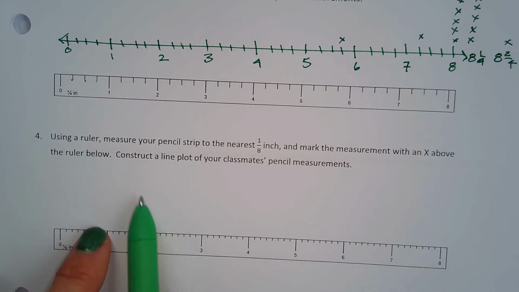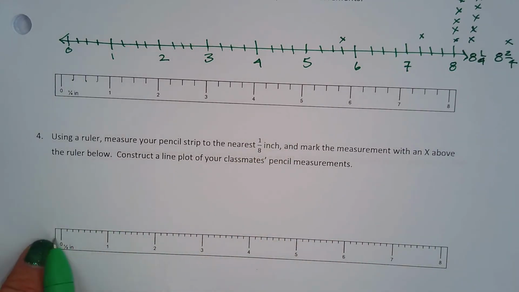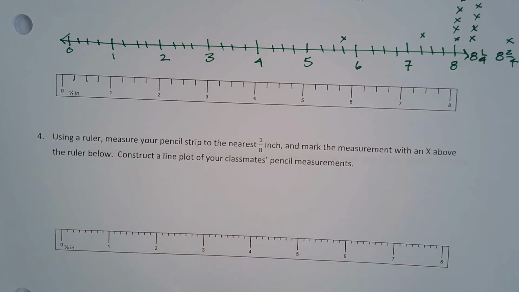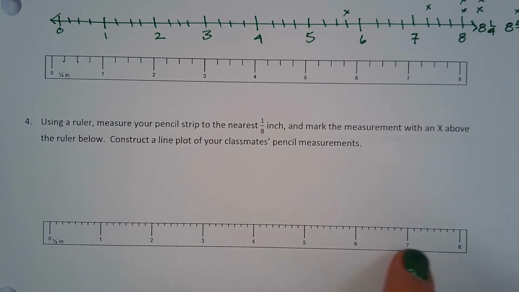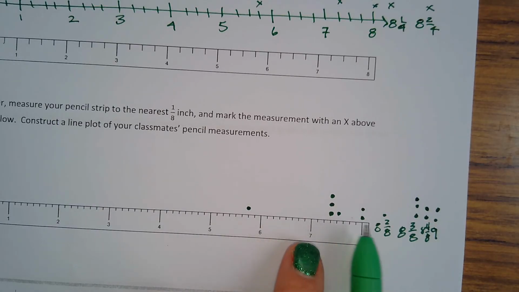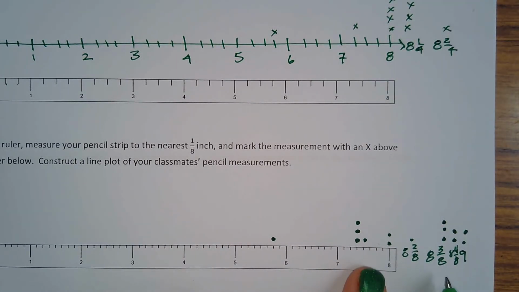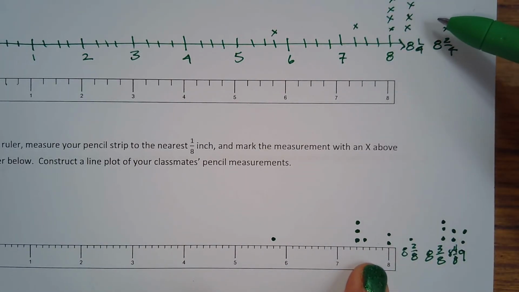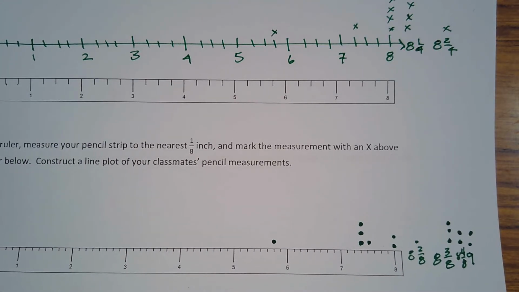All right, so now instead of constructing a line plot separately, I'm just going to use this ruler as my line plot. Okay, so I'm going to go through and ask everybody again, closest to the nearest eighth. And all right, so now we have another set of data. So now with our set of data, which is different than this data, we're just becoming more and more precise. So now let's turn the page and go to the back side.